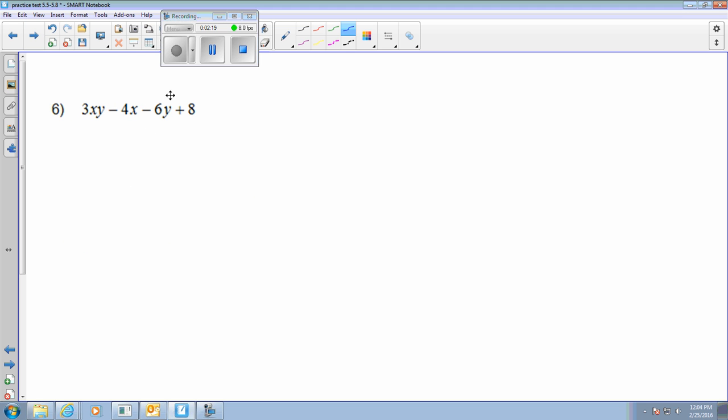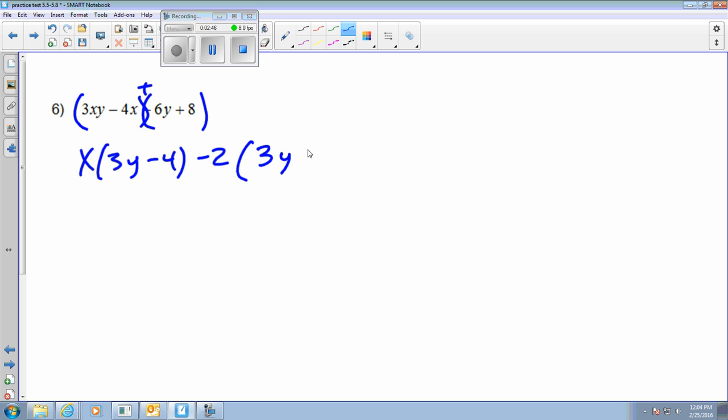Number 6. 4 terms, the only thing that we know how to do when it's 4 terms is factor by grouping. So I'm going to put my 2 terms in there, bring that negative sign in on that third term. Greatest common factor on my first grouping is x, leaving me with 3y minus 4. Out here, I'm going to pull out a negative 2 because there's a negative sign hiding right behind there, which leaves me with a 3y minus 4. It's a good sign when these are the same, so I'm going to pull that out. 3y minus 4 times x minus 2.